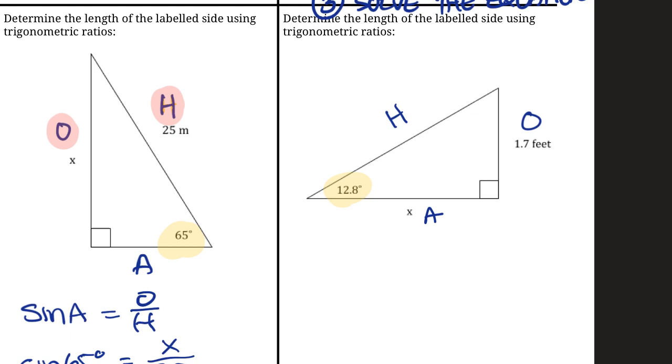That's the first step. The second step is to identify the trig ratio that's going to be useful to us. So what do we care about and what do we not care about? Well, in this question, the sides we care about are going to be this adjacent side and this opposite side. We don't really care about the hypotenuse in this question. It's not what we're trying to find, and we're not given it.